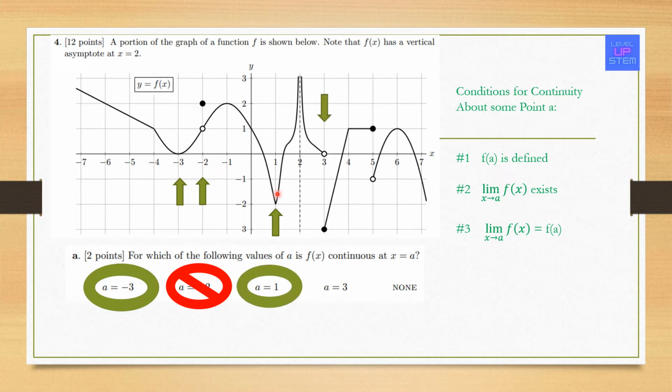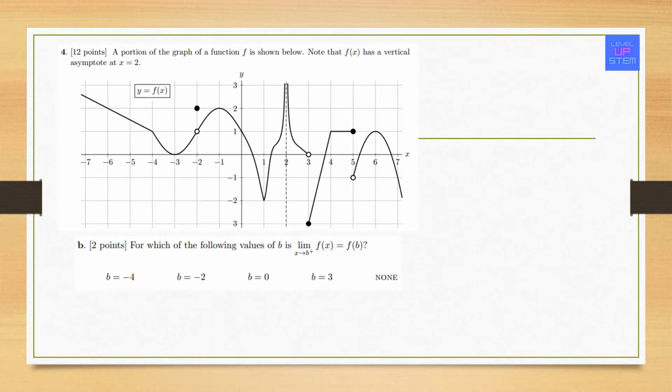As for a equals 3, we can see that as we come from the negative side, it looks like it's approaching 0, and there's a hole, and it jumps to 3. If you go from the positive side, we have a y value of 3. So those two sides of the limit differ, right? Because of that, the limit doesn't exist. So that would not be an answer. And clearly, neither would none of them, since we have 2 correct answers.